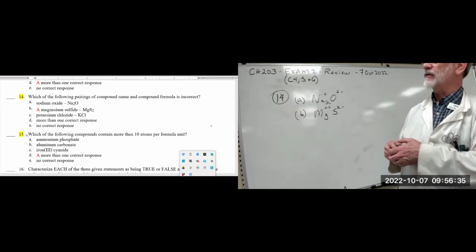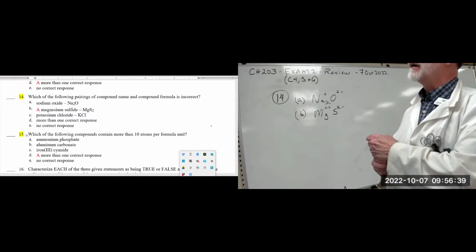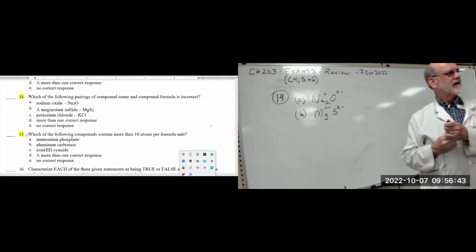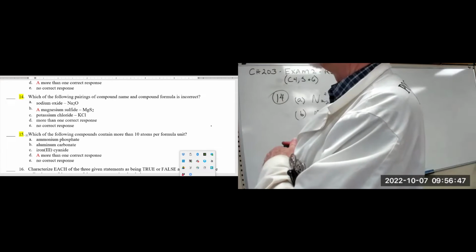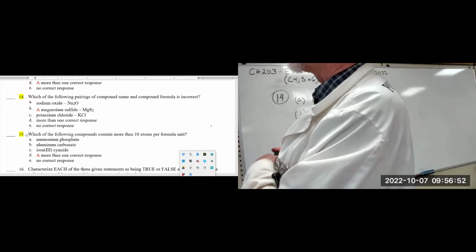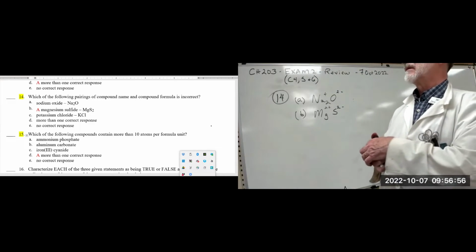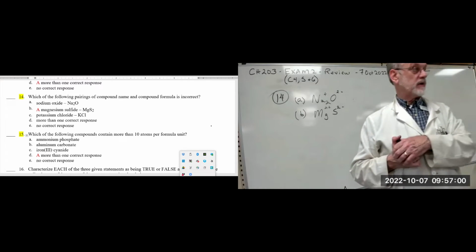More than one correct response. Why would we say that? We're looking for the incorrect one, right? 14D says more than one correct response, which is true, but it doesn't answer the question. The question was find the wrong ones.